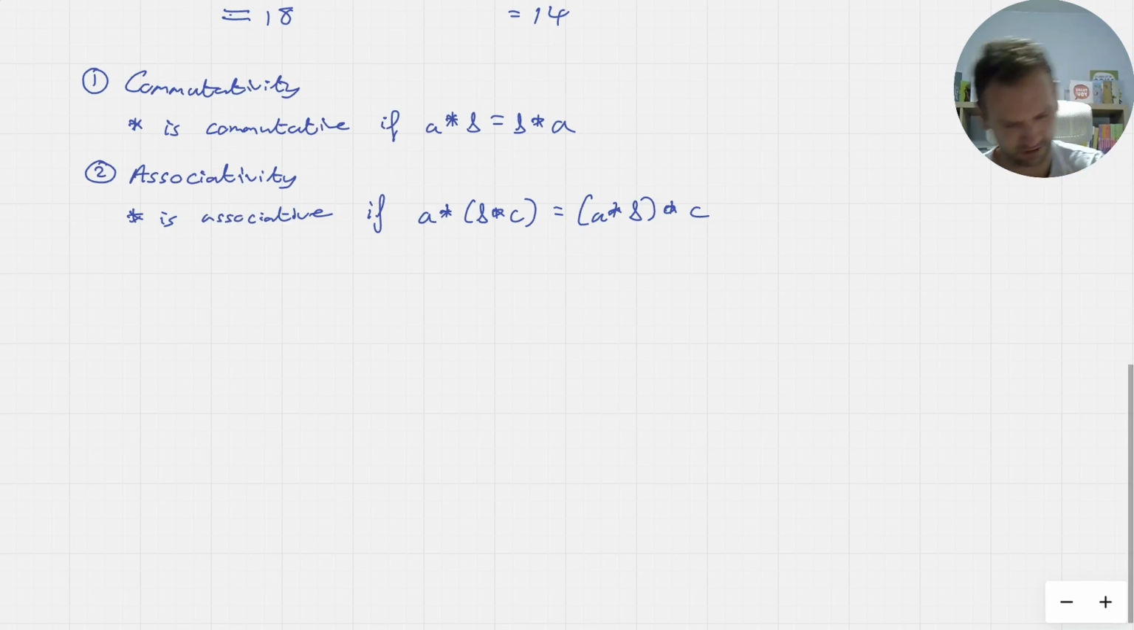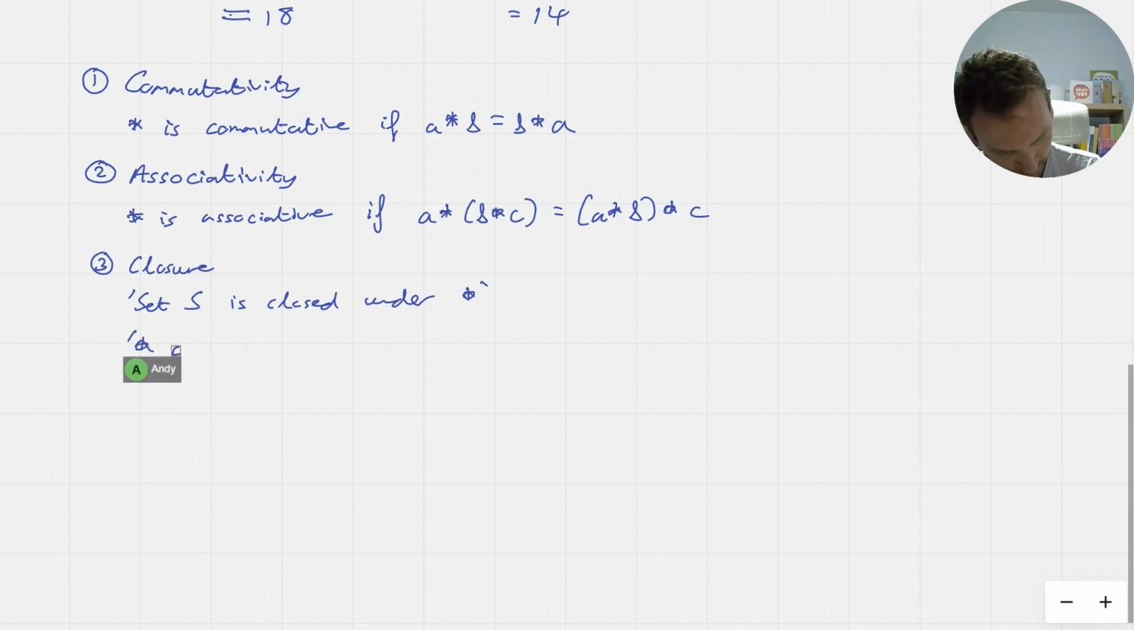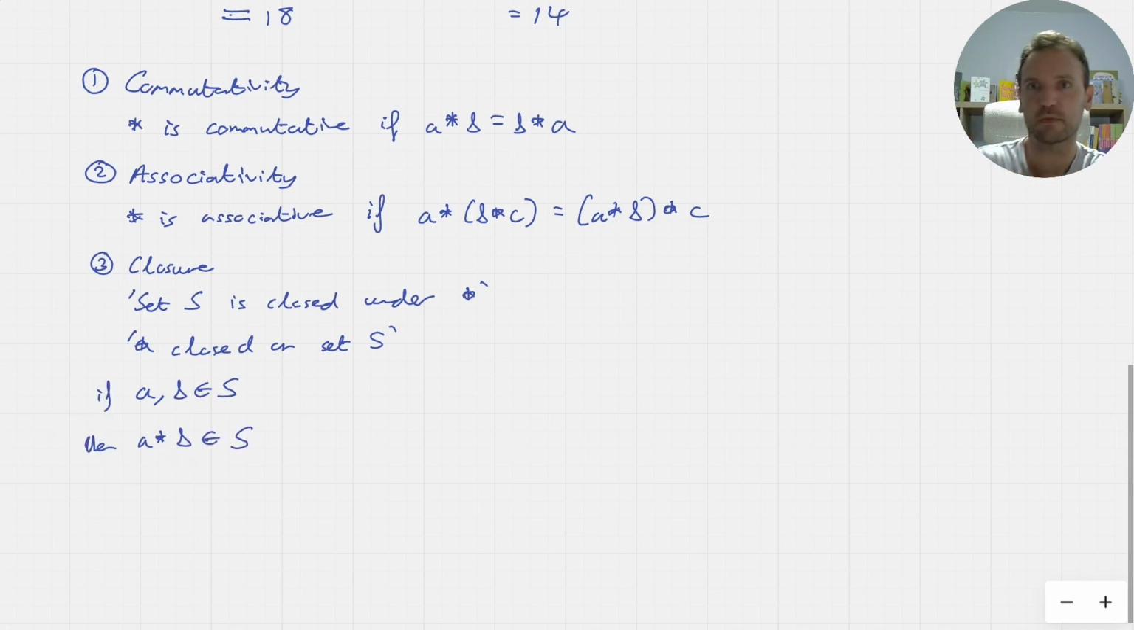The final one I want to look at is something called closure. And this requires us to think about sets as well. So we can only talk about closure with an operation in relation to a set. So there's 2 ways we might say this. So we could say that set S is closed under an operation star, or I could say that our operation star is closed on our set S. What that means is that if we take 2 numbers in our set S and do the operation A star B, then our answer is still in that set S.